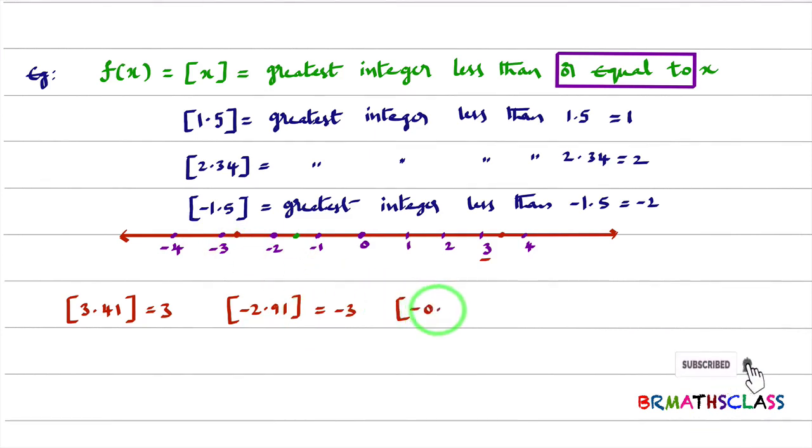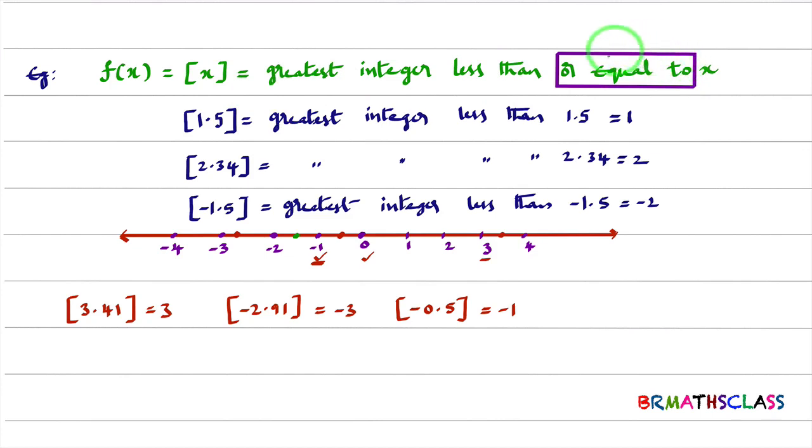Minus 0.5. How to find its value? You identify where minus 0.5 is on the number line. You see here this is minus 0.5. This is in between what integers? This is in between minus 1 and minus 0. On the left side what number is there? On the left side minus 1 is there. So step minus 0.5 is minus 1. So I hope you understand step x is the greatest integer less than x.